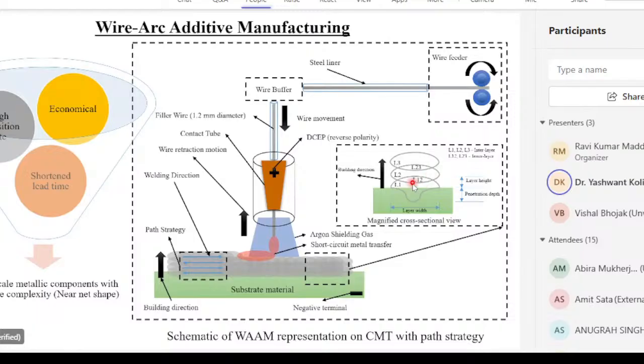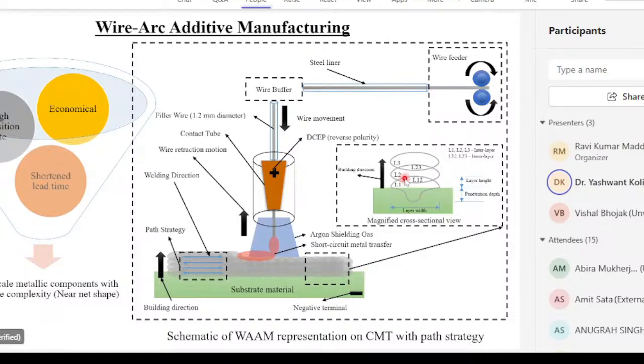Suppose this L12 is very less, if you have kept it very less, you will face another problem of delamination. Suppose L2 and L1, the two layers will be delaminated if the L12 is very less. So it should be an optimum level. That's why we are focusing on optimization of the weld bead geometry.